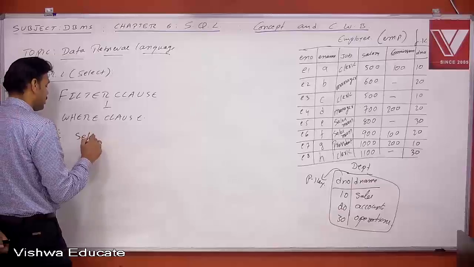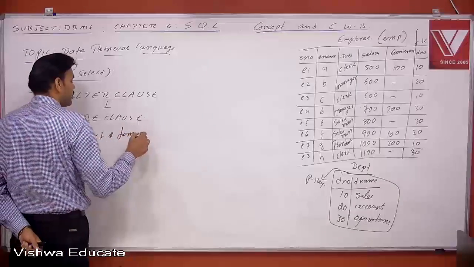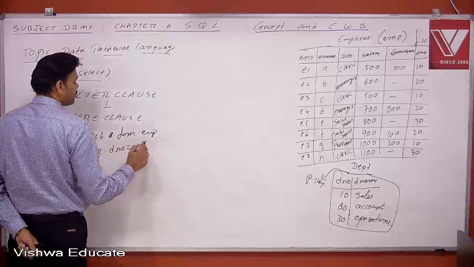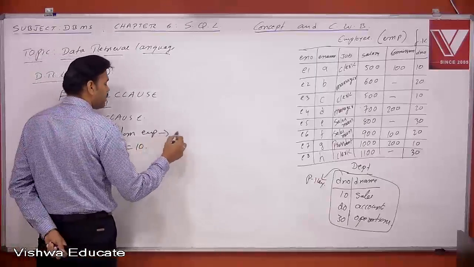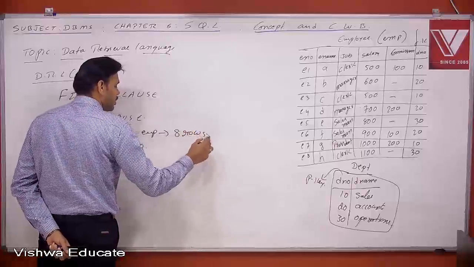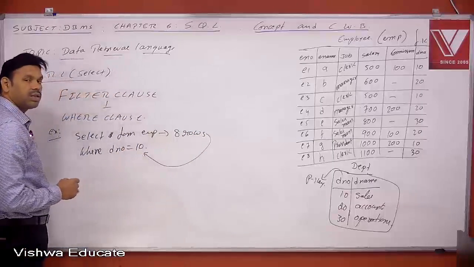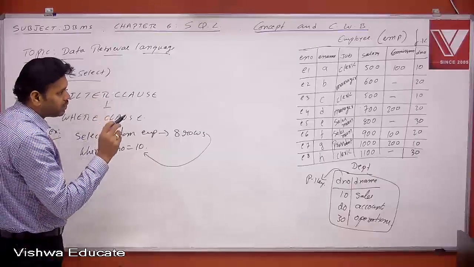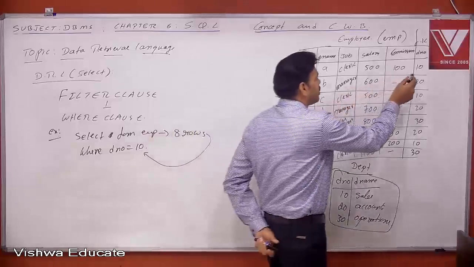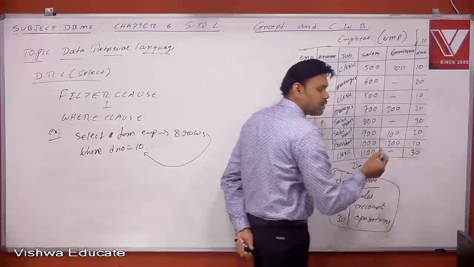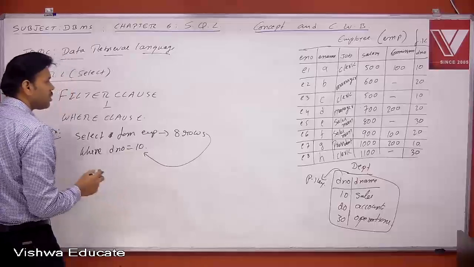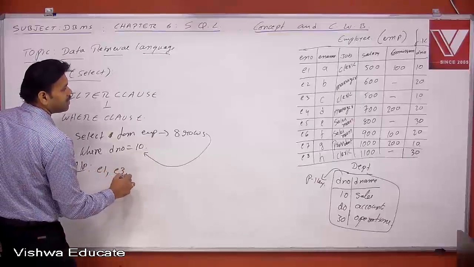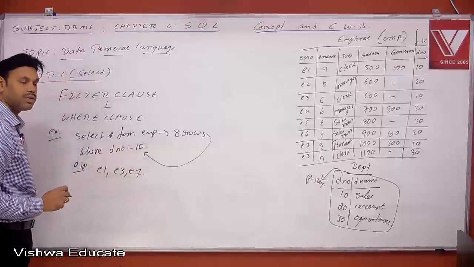For example, SELECT * FROM EMP WHERE DNO = 10. This will give you 8 rows. These 8 rows are executed on the filtering where department number is equal to 10. So we understand there are 3 employees who are working in department number 10. Our output is E1, E3 and E7. 3 rows we are going to get.